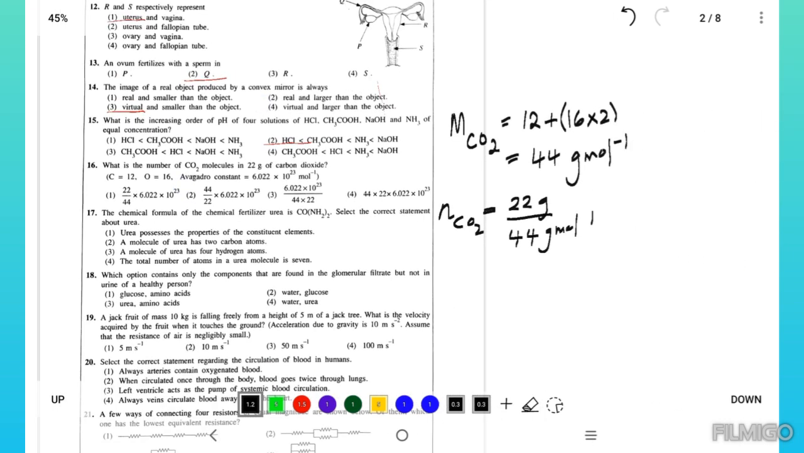Then in this question, they ask what is the number of molecules. So, when we multiply the number of moles by the Avogadro constant, we can find the number of molecules. So, that is 22 over 44 moles into Avogadro's constant, that is 6.022 into 10 to the power 23 molecules. So the answer should be the first answer.